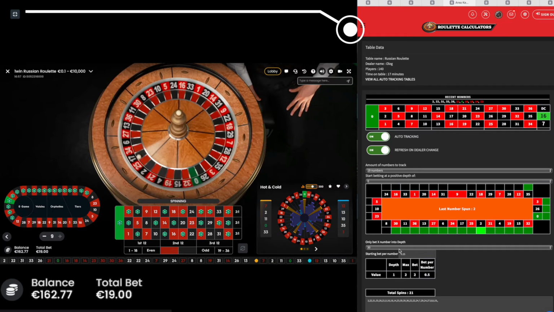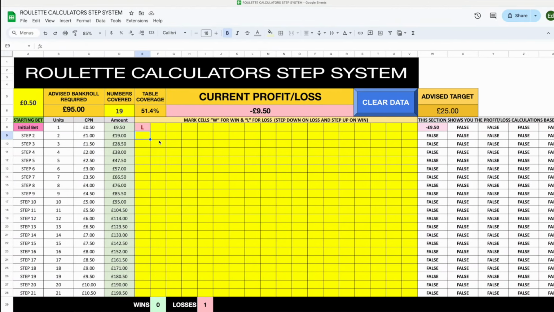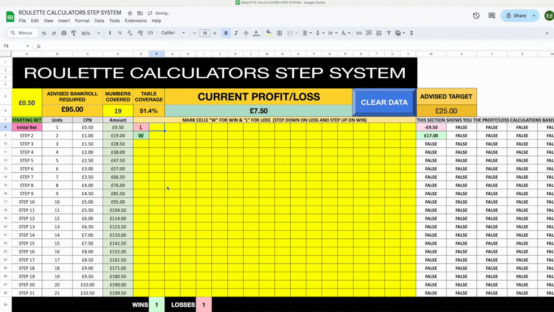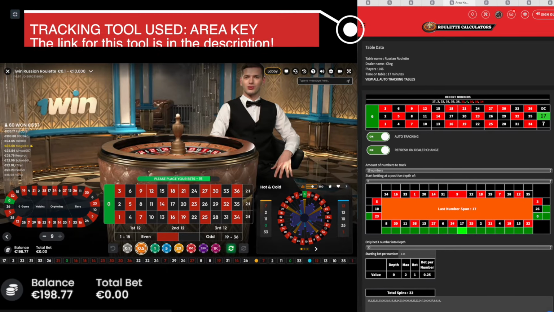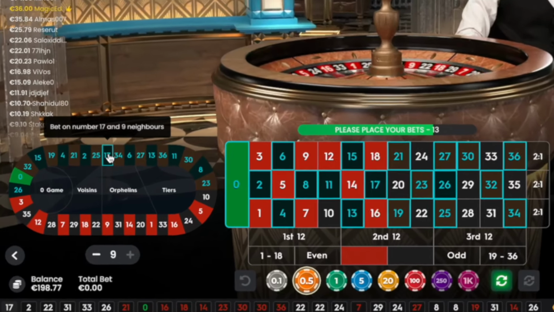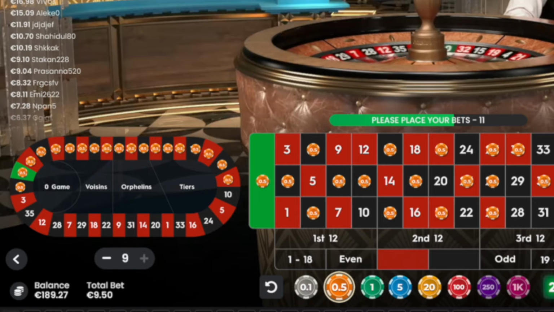That's gone to number 17. So no, we got the win there. That's okay. So I'm going to put a W there. We're going to step across. I'm going to go back on the highlighted section, which is number 17. And we're dropping that back to one unit per number.